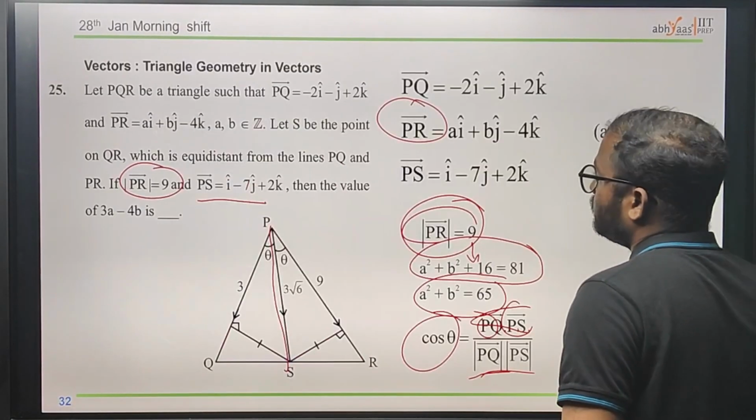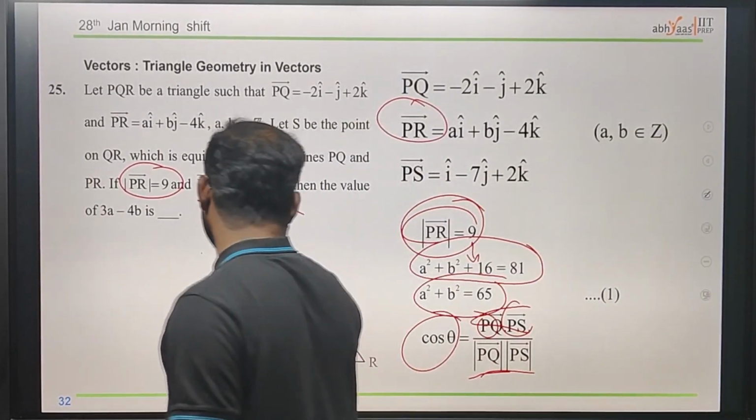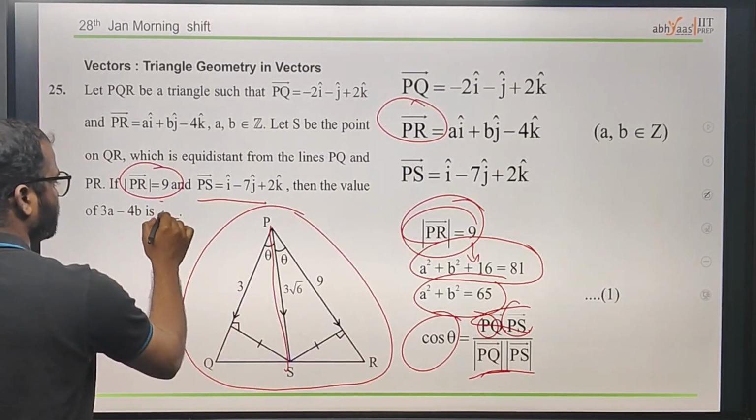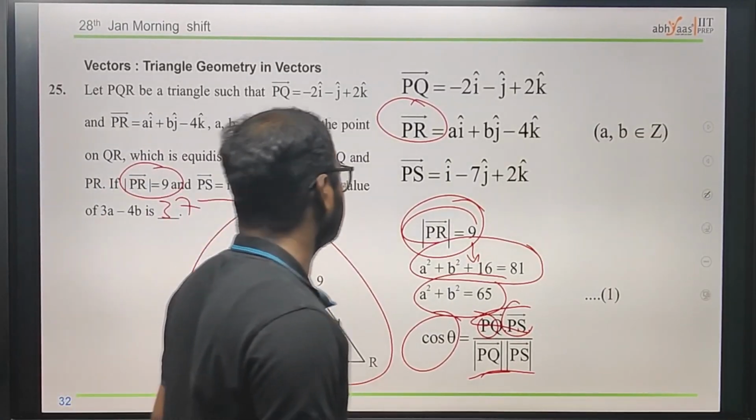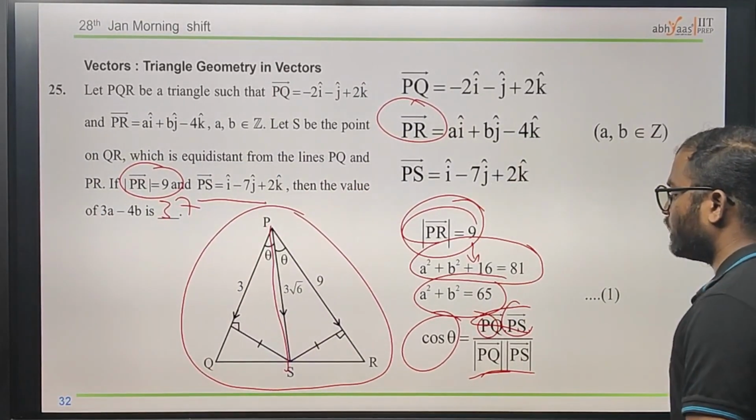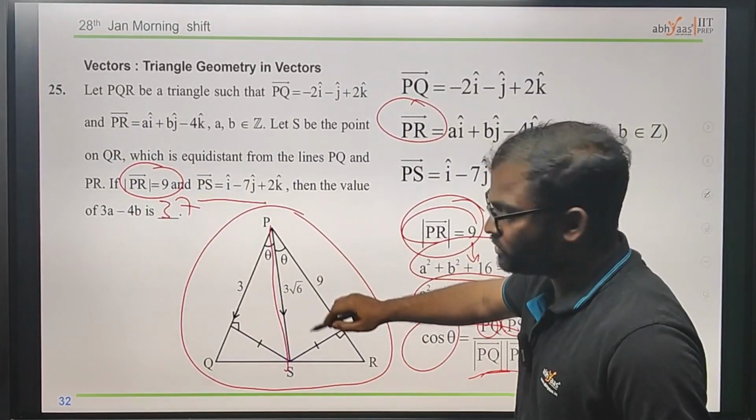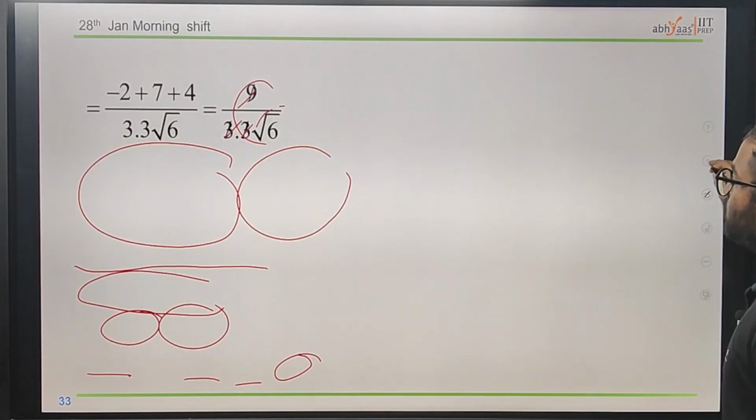Ultimately, if you understand this diagram you can easily find the answer. Only the diagram you need to understand, and also you have to check cos theta. That is the thing we need to check.